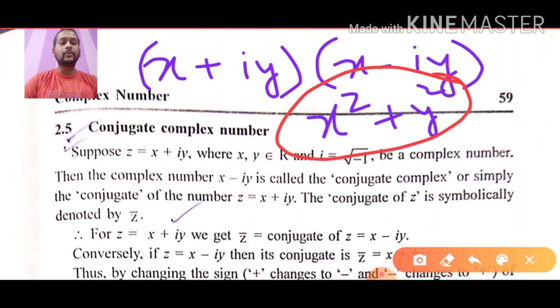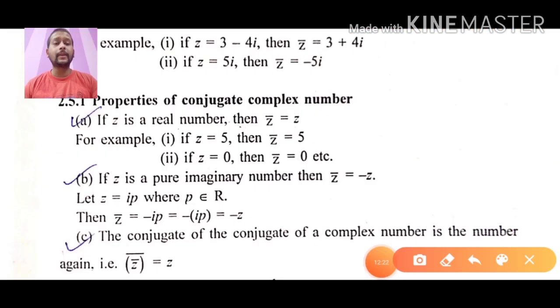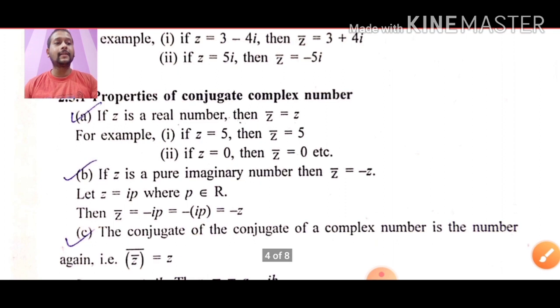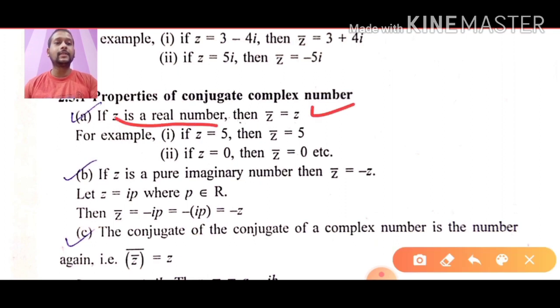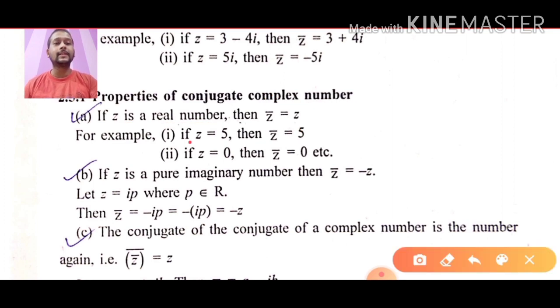Okay, we'll do some exercise questions, then we'll know the use of these conjugates. Some properties of the conjugate of a complex number. Okay, when z is a real number, the conjugate of any real number is always the same. That is what is said. When z is equal to 5, z bar is also equal to 5. I told you there will be a change in the imaginary part only. When z is equal to 0, z bar is also equal to 0.